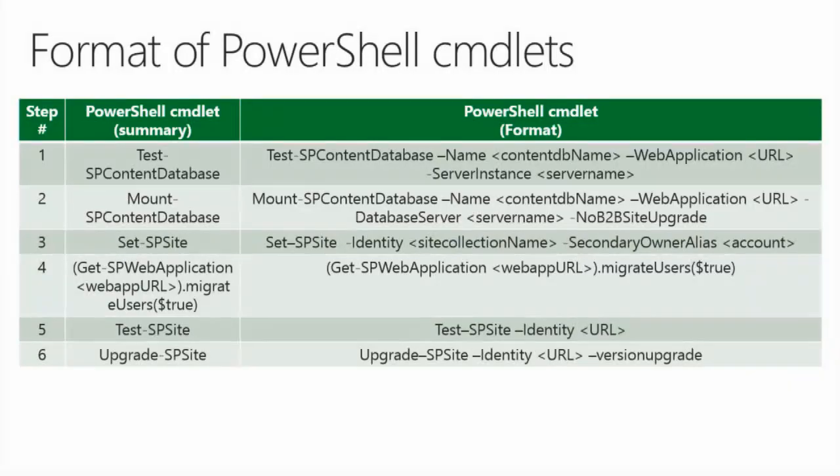So you can see here on the left, in the middle column, the actual commandlet that we showed you before, and then the right-hand column shows you more detail on the things that are required. For that first one, you have to have the content database name, you have to have the web application, and you need to list the server instance. All right? I'm not going to read all of those out, but that's what those other parameters are there for.